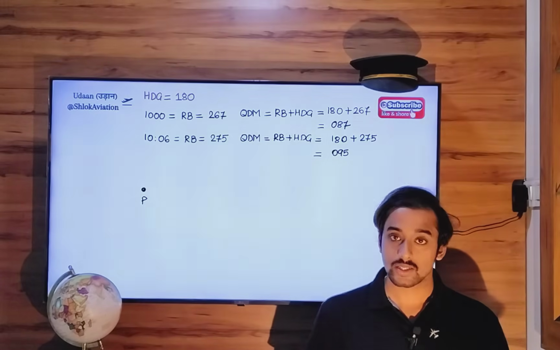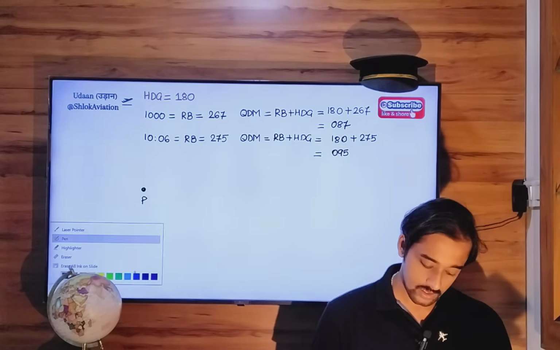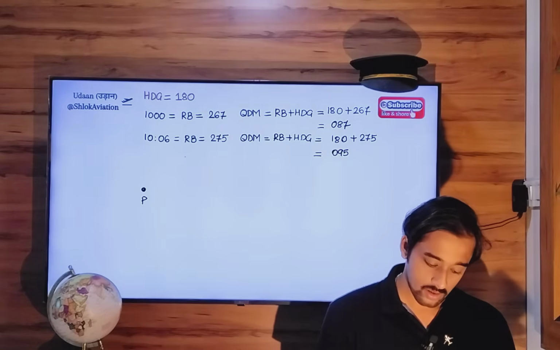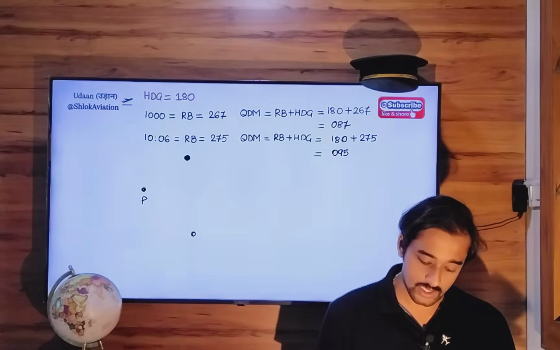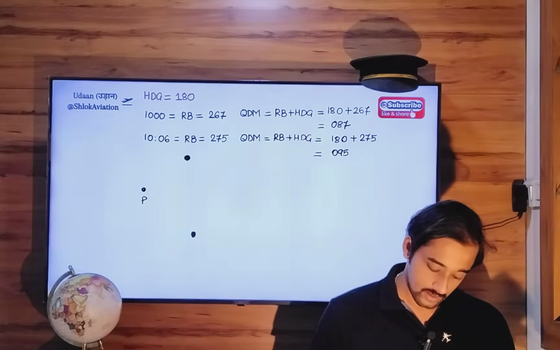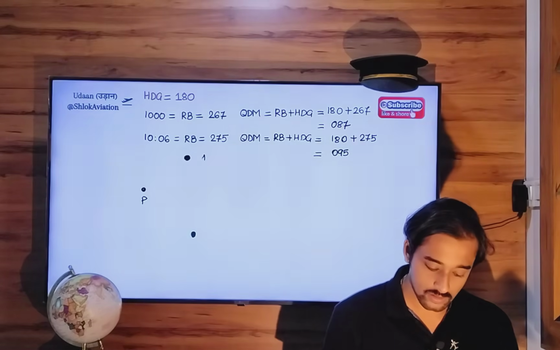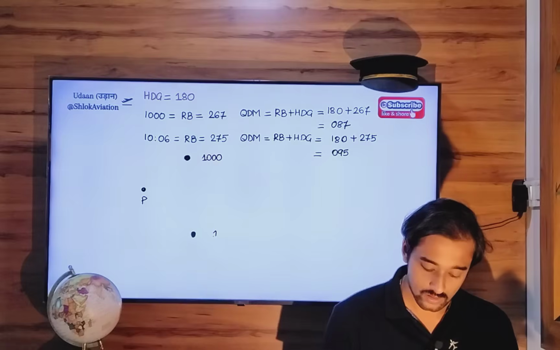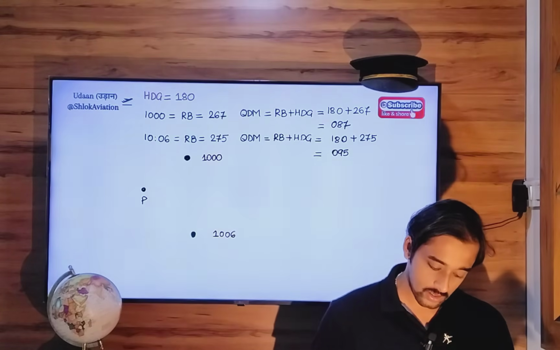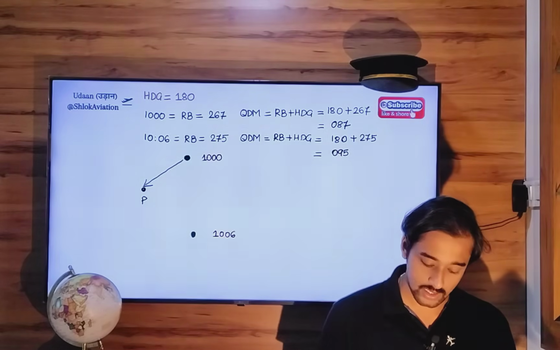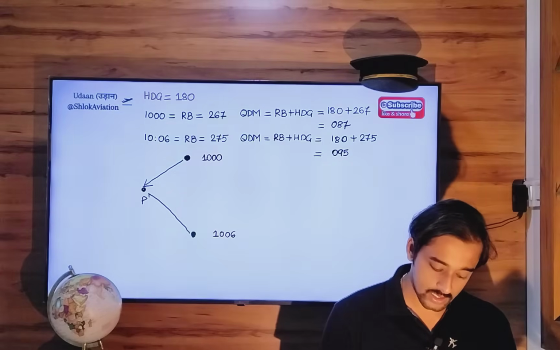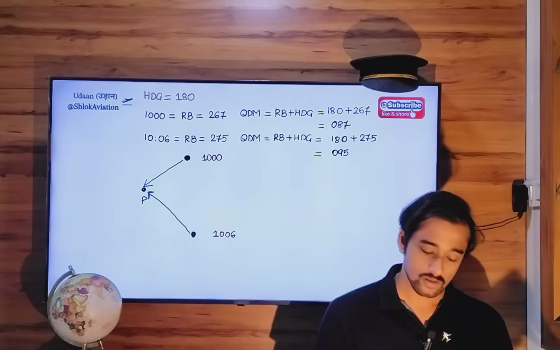Looking at these tracks, aircraft is going to be here at 10 o'clock. At 10 o'clock 6 minutes it's going to be here. So at 10 o'clock, the track to the station is this. At 10 o'clock 6 minutes, the track to the station is this. Let's join that.